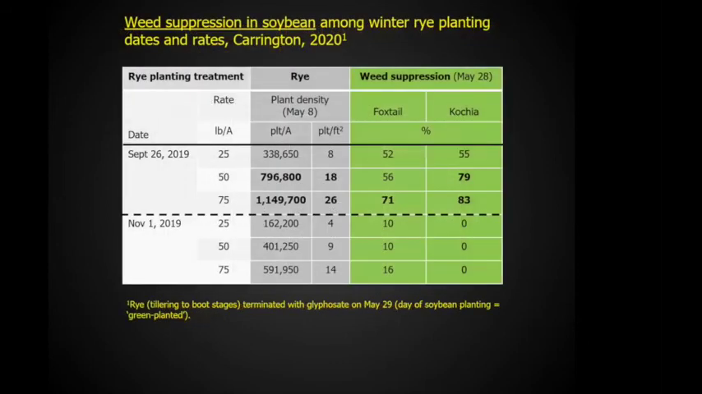How about weed suppression? This is a look at the work just from last year's trial, and we include the planting dates again, the rates, and notice we were evaluating foxtail and kochia control. Our best control, or maybe better to say suppression, was achieved when we planted earlier and when we had higher planting rates to achieve plant stands of the rye of at least 800,000 plants or more. And notice I do have the plants per square foot present if that's more desirable for you as a measure.